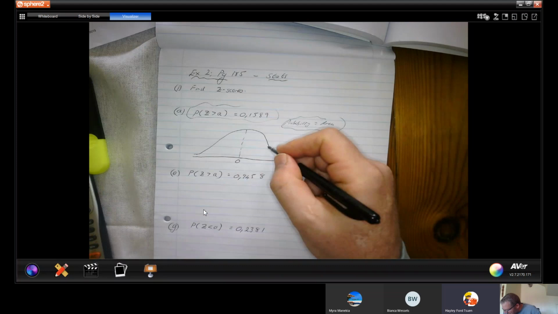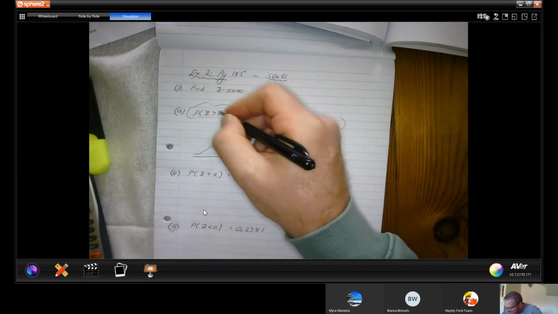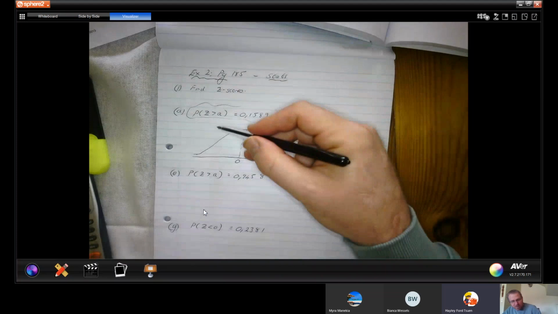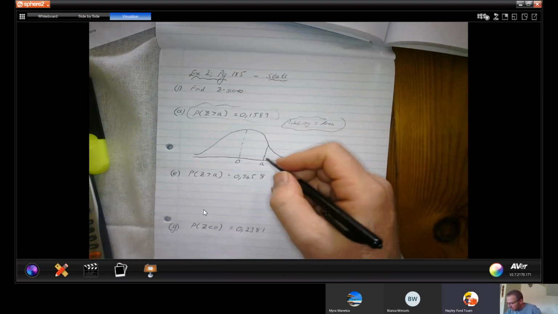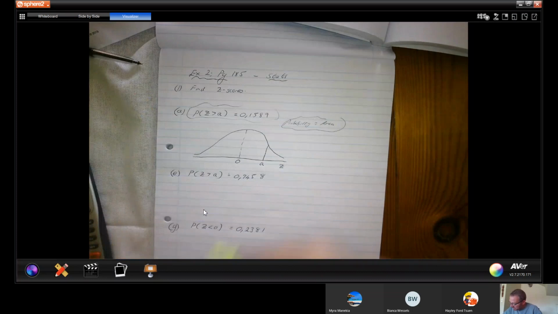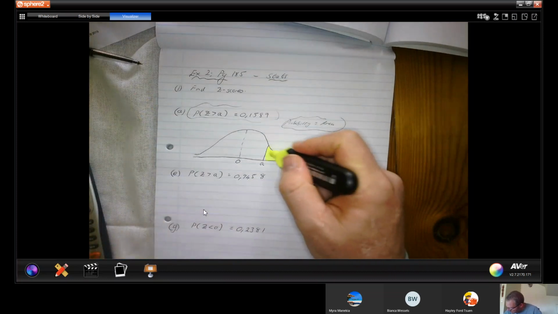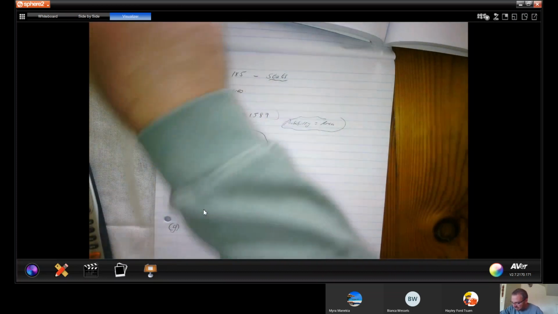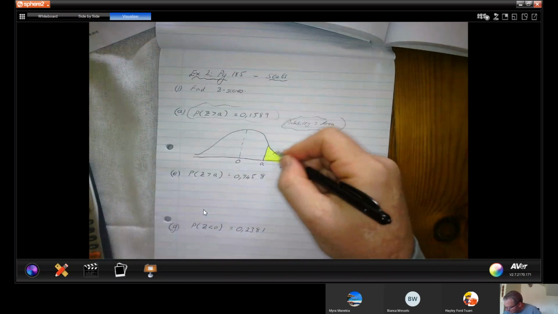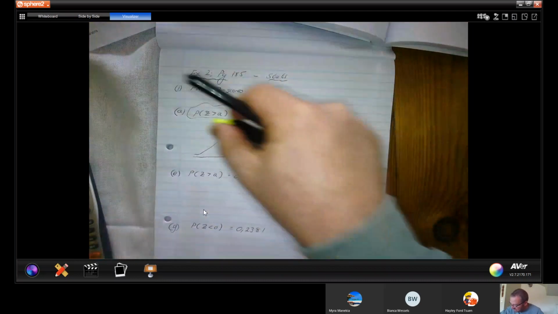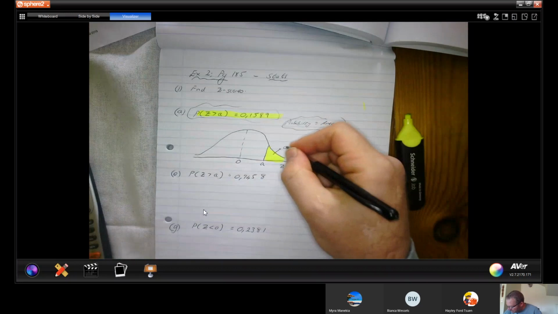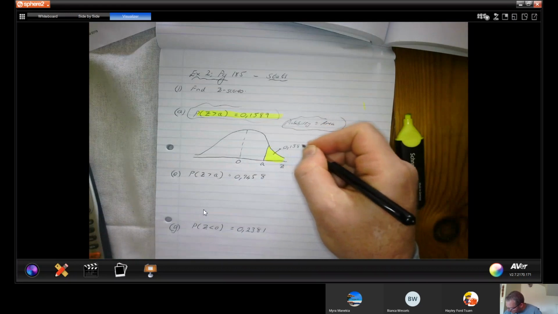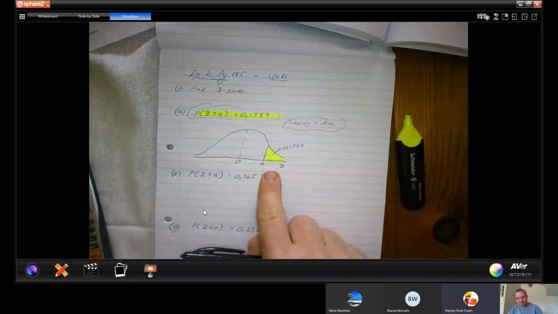To the right? Yes. Why? Because remember, a is just the particular z score we're working with. It's just a notation we use. I know it's to the right because this area over here is less than 0.5. So that area there, that's the area we're talking about. So this area over here is 0.1589. Does that make sense?